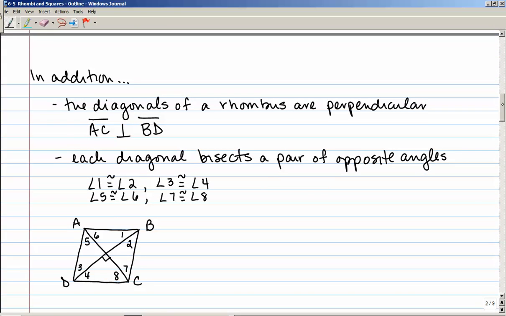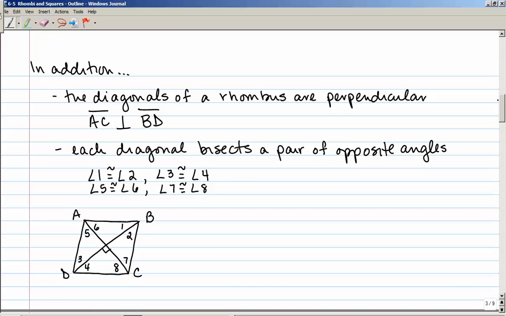But a couple things that make rhombi unique are that the diagonals of a rhombus are perpendicular. So AC is perpendicular to BD, and so that's why we put this little right angle box in the center there. For every rhombus, the diagonals are perpendicular to each other. That's actually kind of a unique feature of a rhombus. And each diagonal bisects a pair of opposite angles.